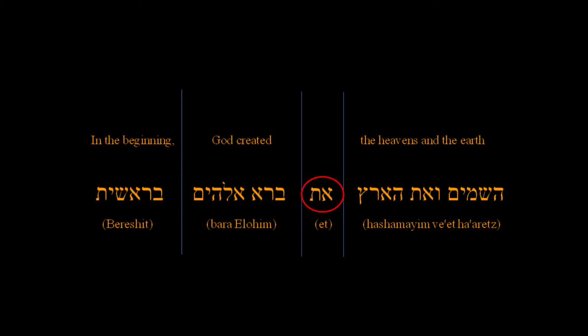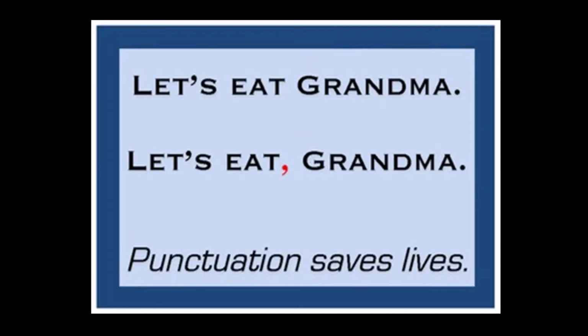However, that's not to be misunderstood. It certainly does change the meaning of the sentence as a whole, just as a comma, semicolon, or hyphen might change the meaning of a sentence in English. For example, "Let's eat Grandma," versus "Let's eat, Grandma." The comma in the second phrase clarifies that we're not here to eat Grandma.